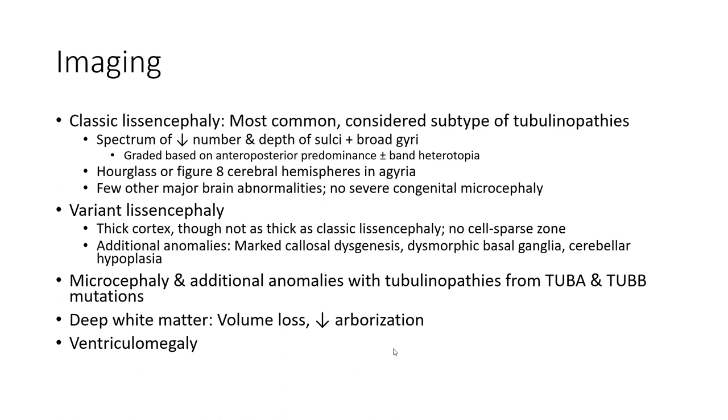In the imaging, classic lissencephaly is the most common, considered a subtype of tubulinopathy. Spectrum of decreased number and depth of sulci plus broad gyri. Figure of eight configuration of the cerebral hemisphere. So few other major brain abnormalities, no severe congenital microcephaly, variant disassociation, thick cortex, though not as thick as classic lissencephaly, no cell sparing, additional abnormality mild.